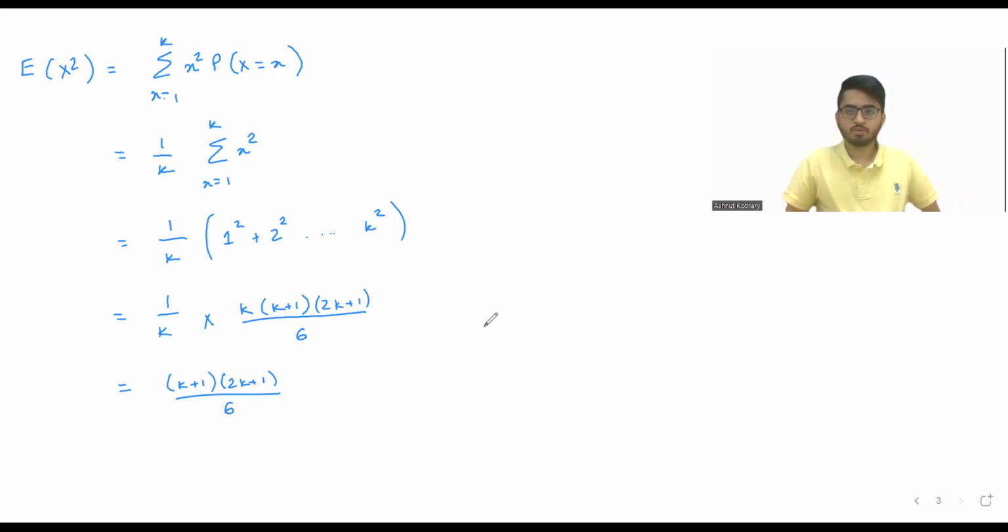So you can take a look. The form which is coming is nothing but the summation of the squares of the first k natural numbers, the result of which I hope you will recall: k into k plus 1 into 2k plus 1, whole divided by 6. So simplifying this, expectation of x square is coming out to be (k plus 1) into (2k plus 1), whole divided by 6.